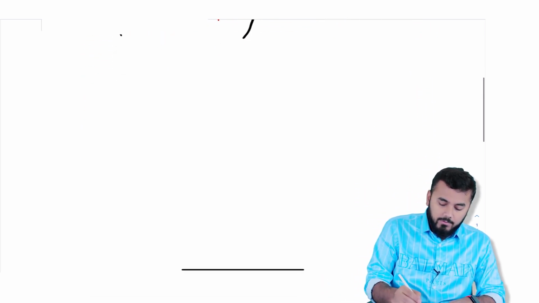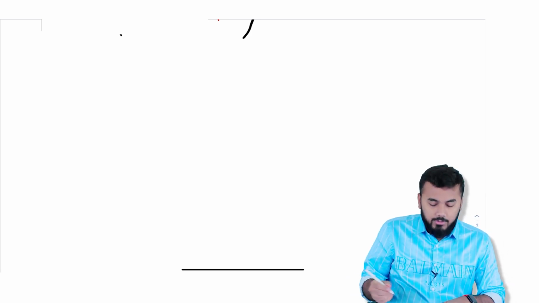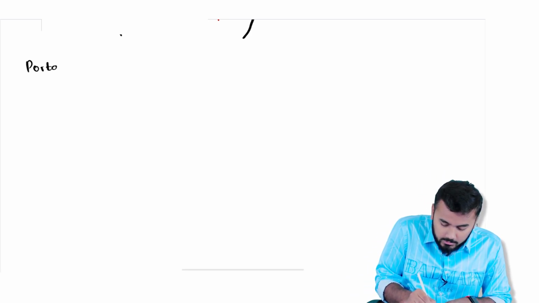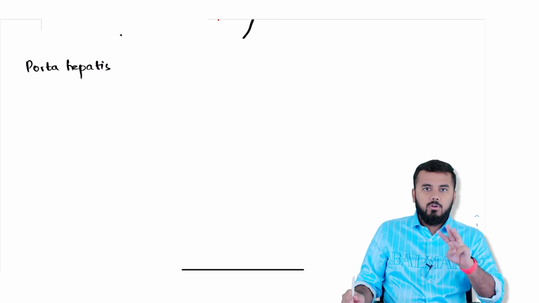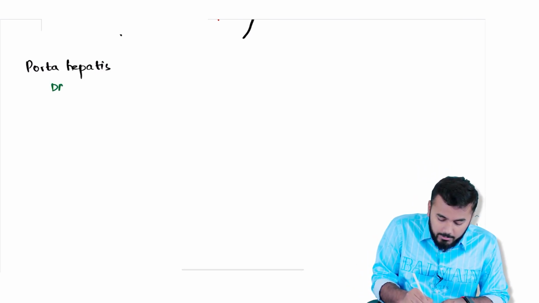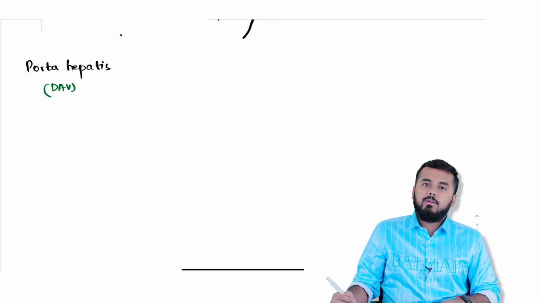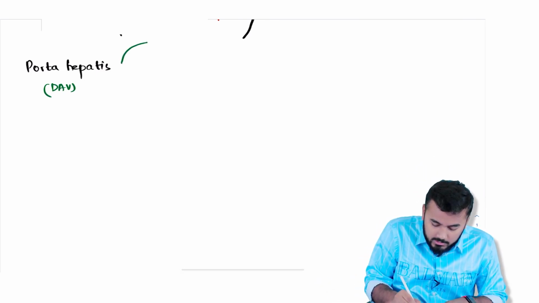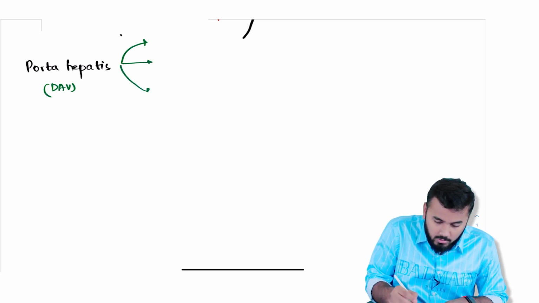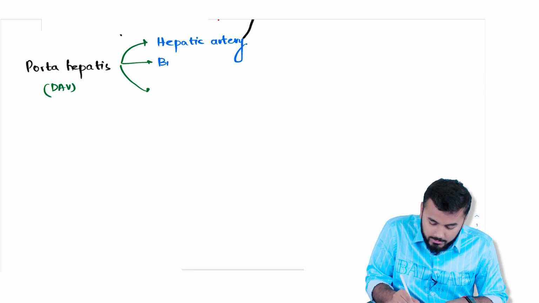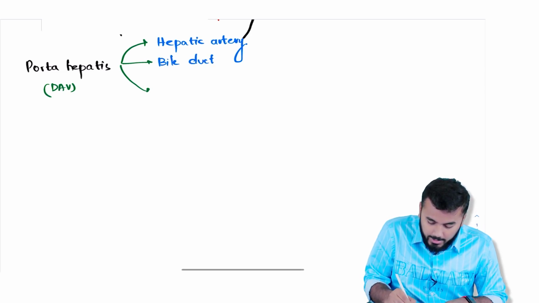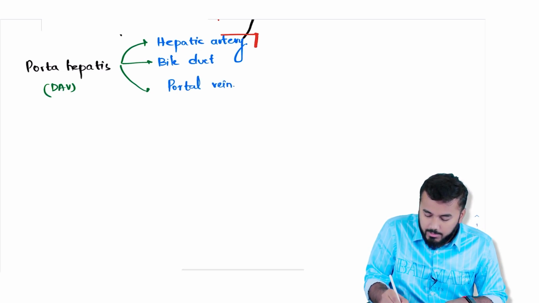Now when you look at the liver, the first important thing we need to discuss is the porta hepatis. All of you know that the porta hepatis consists of 3 parts, and these are remembered by the mnemonic DAV. D for duct, A for artery, and V for vein. What are these 3 things? One is called the hepatic artery, another is called the bile duct, and the portal vein. This is a very favorite question for the examiner, guys.